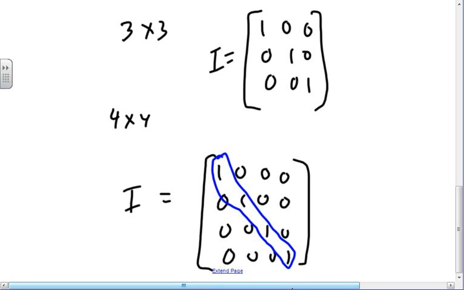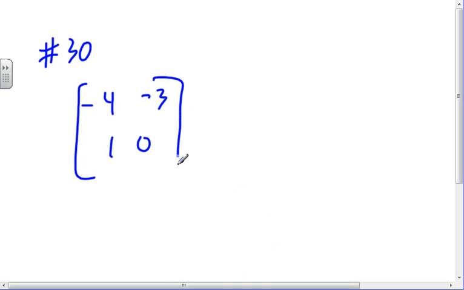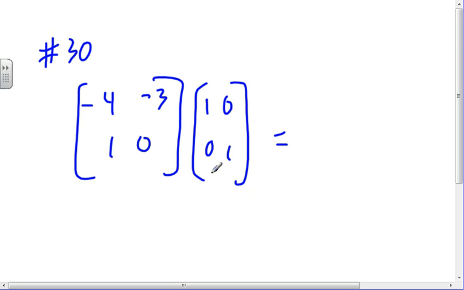All right, so now that we know that, for each matrix, show that AI and IA are equal to A, where I is the identity matrix. So we're going to do number 30. Minus 4, minus 3, 1, 0, and 1 0 0 1. First row, first column, minus 4. First row, second column, minus 3. Second row, first column, 1. Second row, second column, 0. Yep, it works.